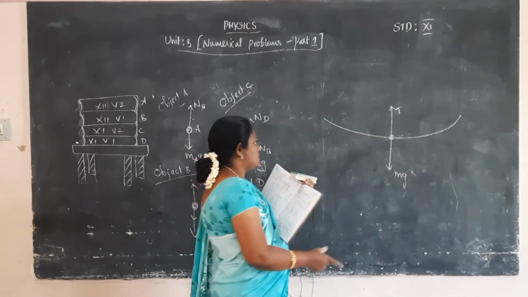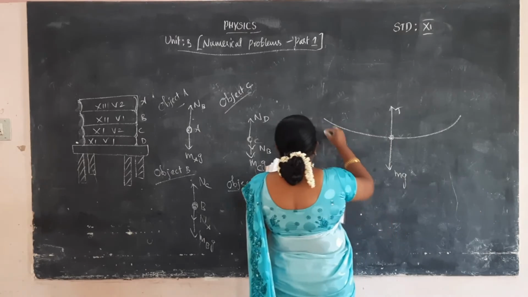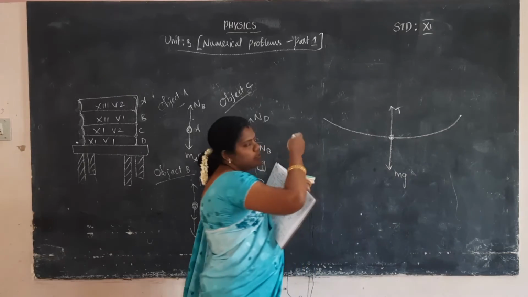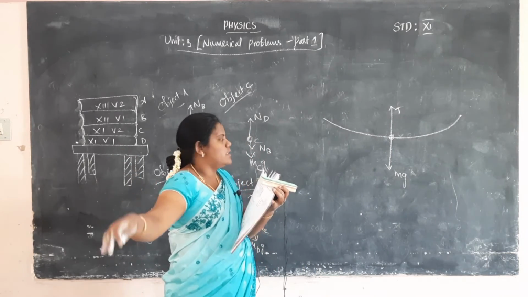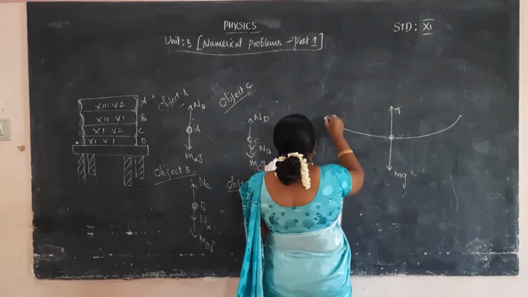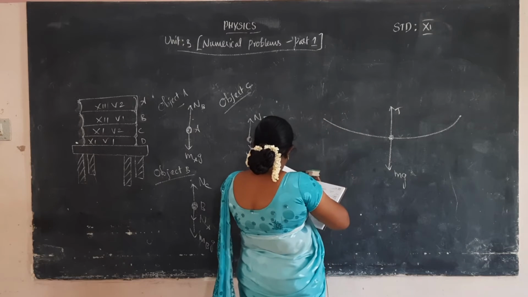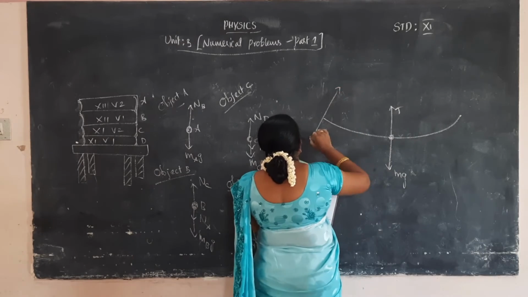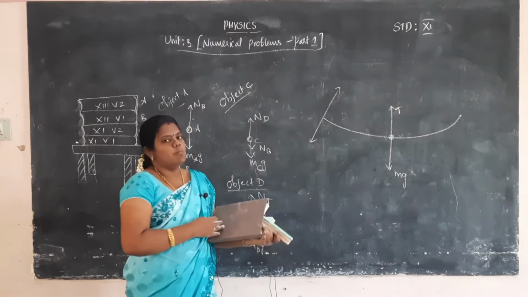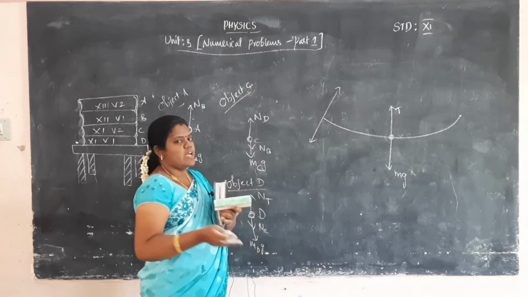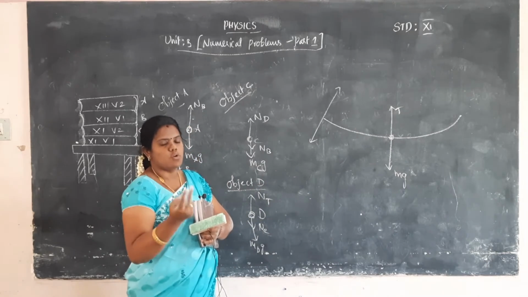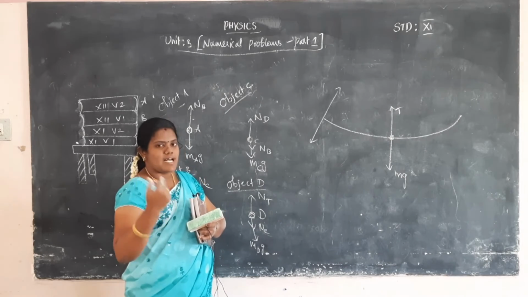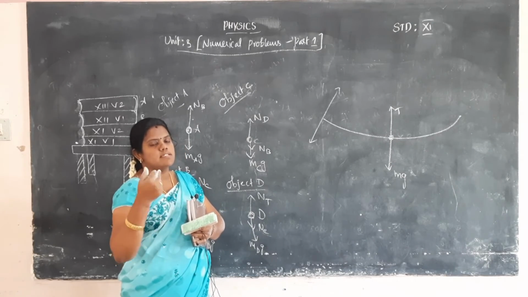That is called T. But there are two sides. Sometimes the string moves to the left side, and sometimes to the right side. When the string moves to the left side, two forces act: mg cos theta and mg sin theta. We consider two components, the horizontal component and the vertical component. The horizontal component is considered as cos theta and the vertical component as sin theta.